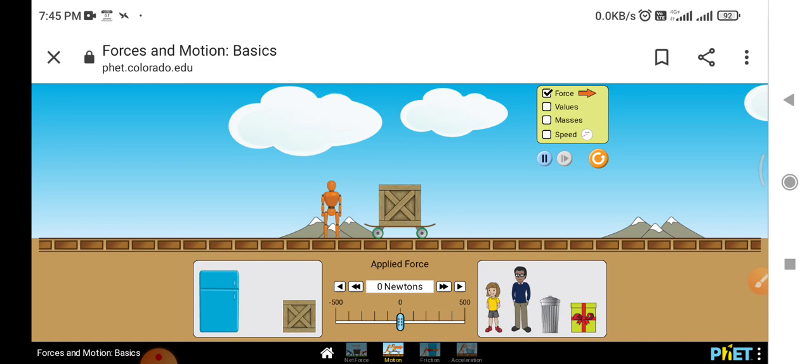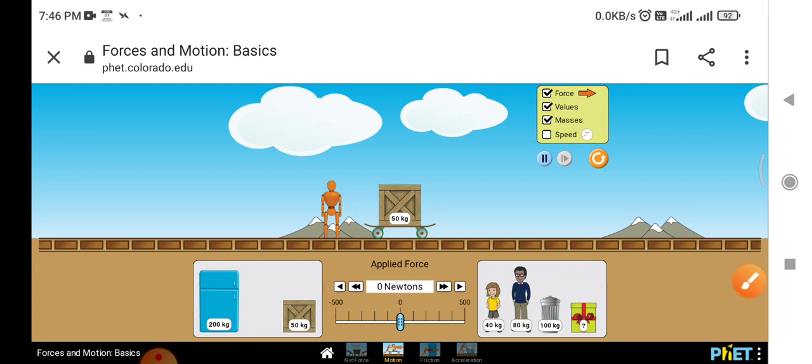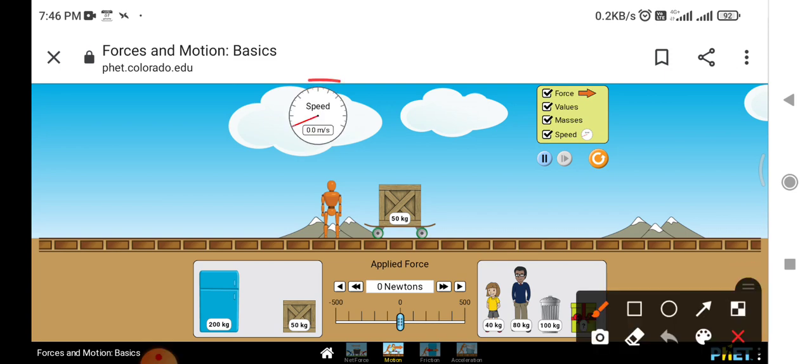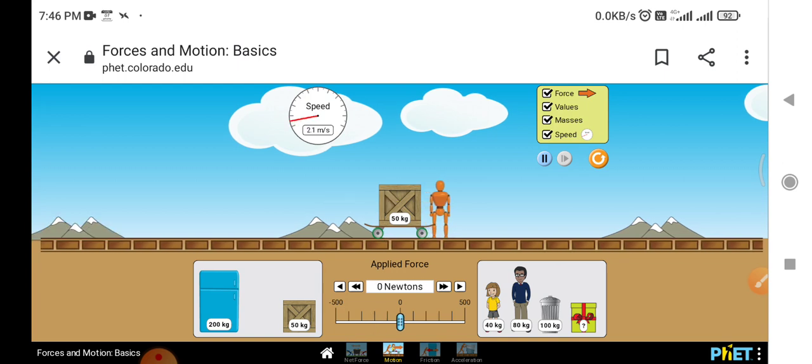So see, when I touch the masses, here 50 kilogram, 200 kilogram, 40, 80 and 100 kilogram appear. When I touch the speed, the speedometer will appear, and we can move this pointer.